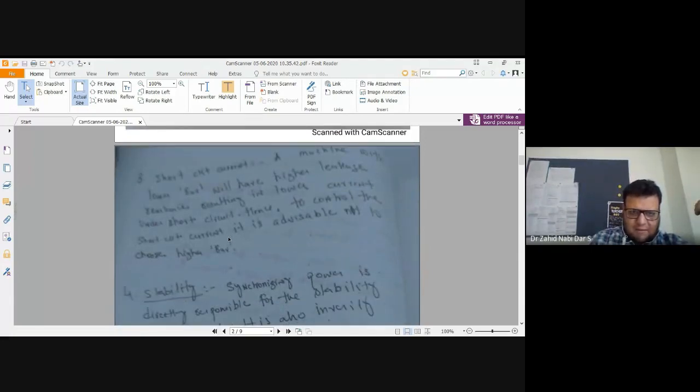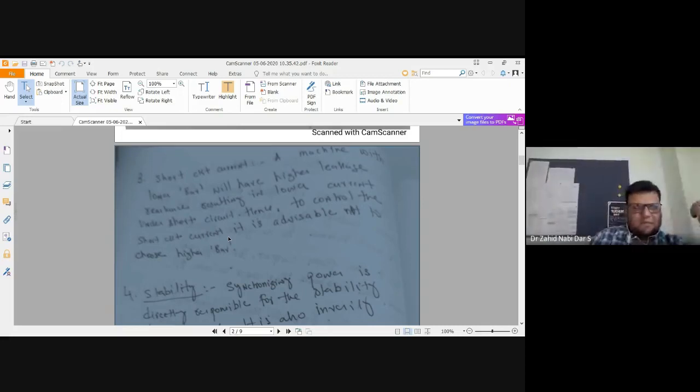A machine with a lower value of BAV will have a higher leakage reactance. Leakage reactance XL is equal to 2 pi FL, and a machine always has an inductive component in terms of L. So if it has a lower value of BAV, your leakage reactance increases. That results in lower current under short circuit condition. Hence, to control the short circuit current, it is advisable not to choose higher BAV.